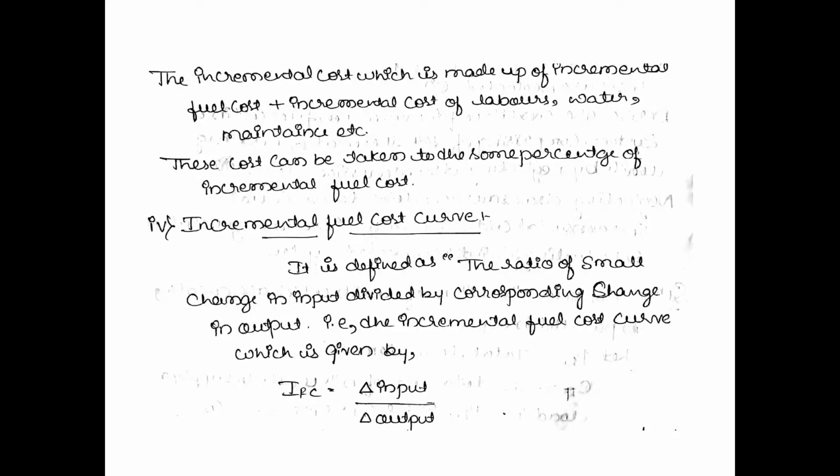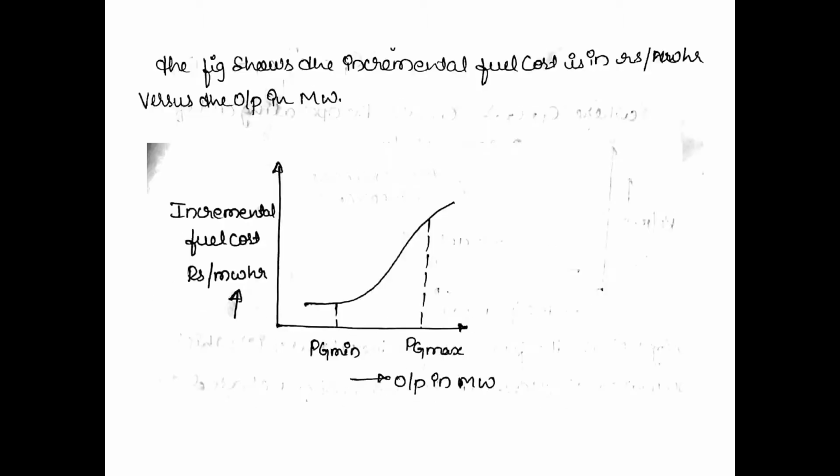The last one is the incremental fuel cost curve. It is defined as the ratio of small change in input to the corresponding small change in output. That is the incremental fuel cost curve. This curve is incremental fuel cost in rupees per megawatt hour against output in megawatt, Pmin to Pmax, generation minimum, generation maximum.